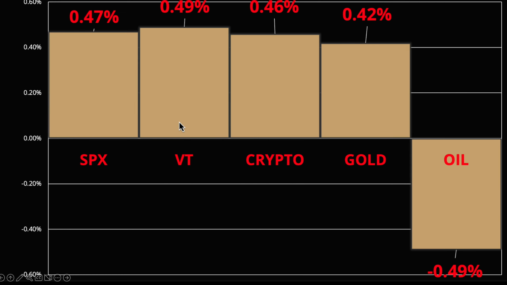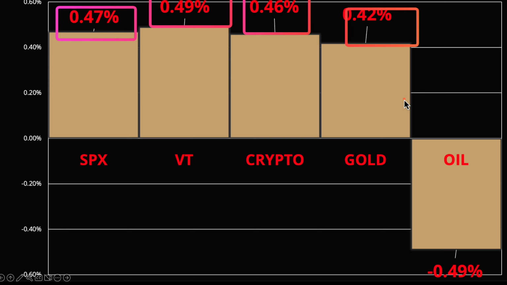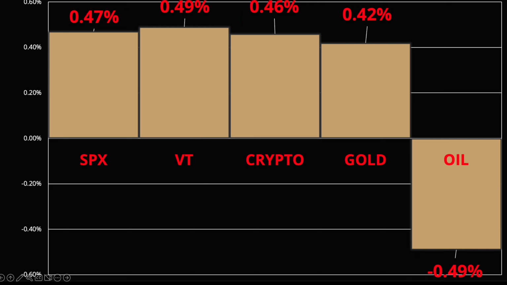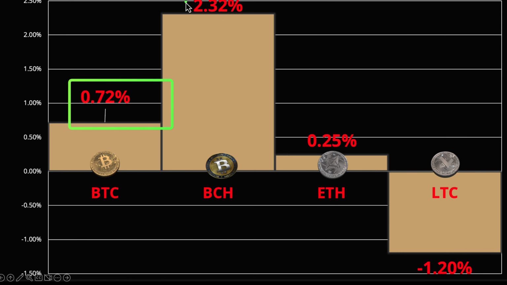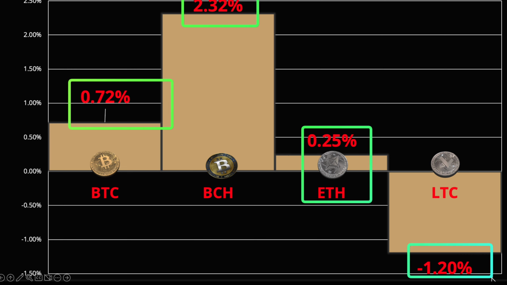Now, if you take a look at the broader markets, you can see that the S&P was down yesterday, and then we're seeing a recovery here. VT recovery, crypto recovery. Gold continues to be on the upper end, almost back to the resistance level, and then oil is down. So if you take a look at the broader markets, it's risk-on sentiment right now for today. As we jump into the crypto world, you can see Bitcoin consistently doing well. Bitcoin Cash jumped a little bit, Ethereum is not really doing much, and Litecoin is not participating much. Overall, in the crypto world, I think Bitcoin looks the best here.